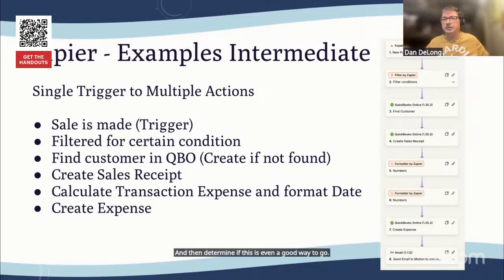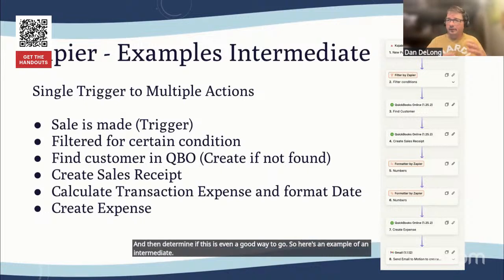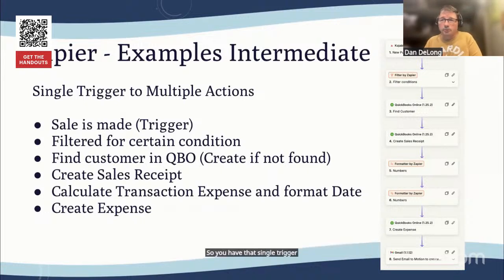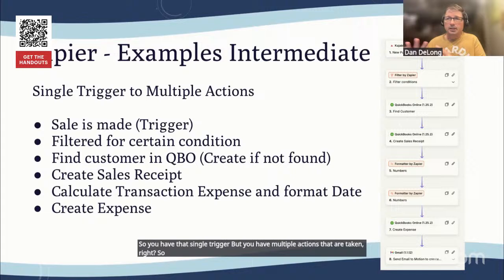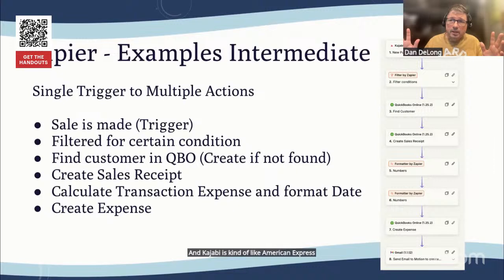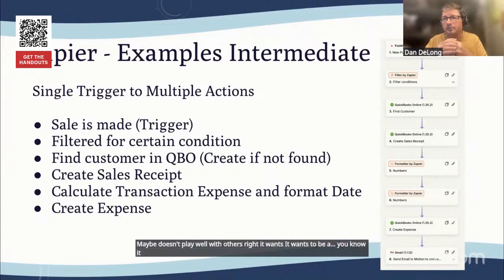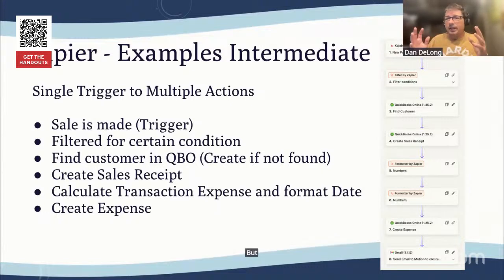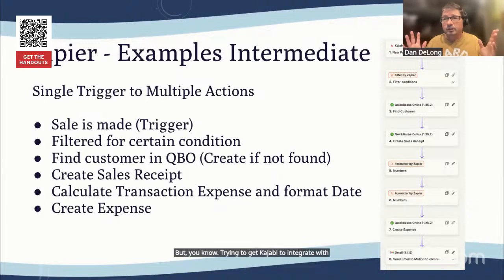Right. So here's an example of an intermediate. You have that single trigger, but multiple actions that are taken. That's global bookkeeping. We use Kajabi, and Kajabi is kind of like American Express. It does things on its own, maybe doesn't play well with others. It wants to be a QuickBooks of online learning. All the things they say they do, they want to have it all in one place. But trying to get Kajabi to integrate with QuickBooks, no, not going to happen, right?